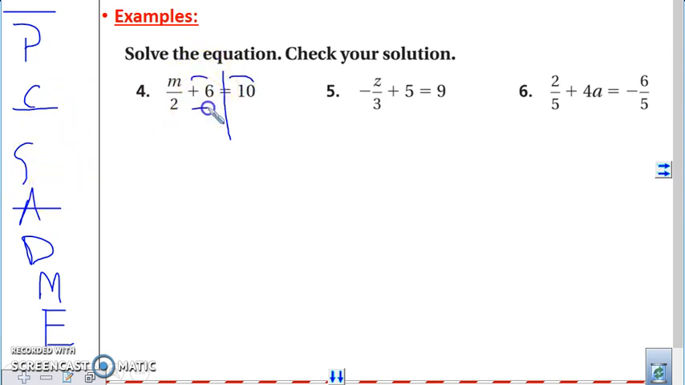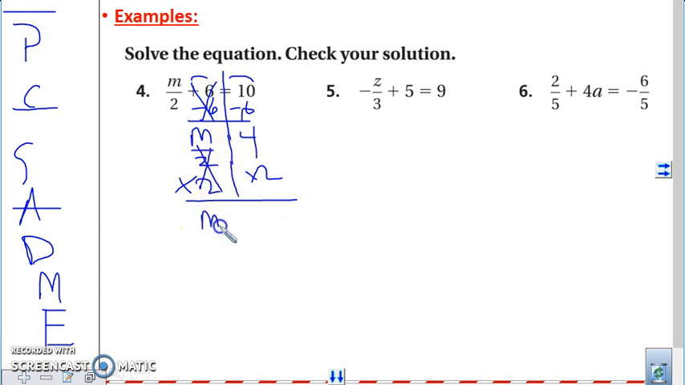Okay, undo subtraction and addition. We have addition, so take away 6. Then we have m divided by 2, and 10 minus 6 is 4. Division, multiplication: yes, we have division, don't forget. So we multiply by 2. These undo each other, and now we'll have m equals 4 times 2, which is 8.